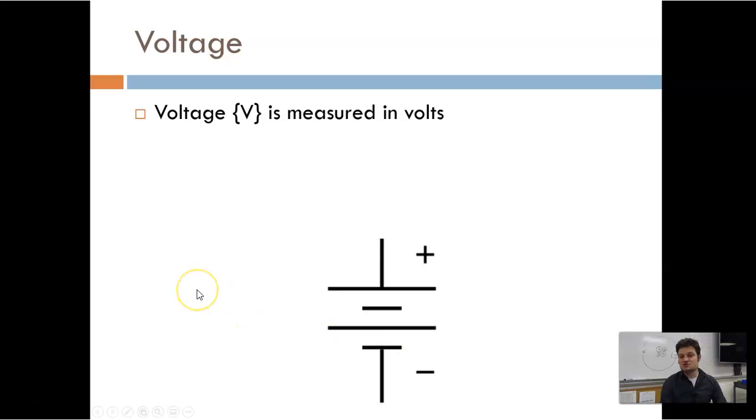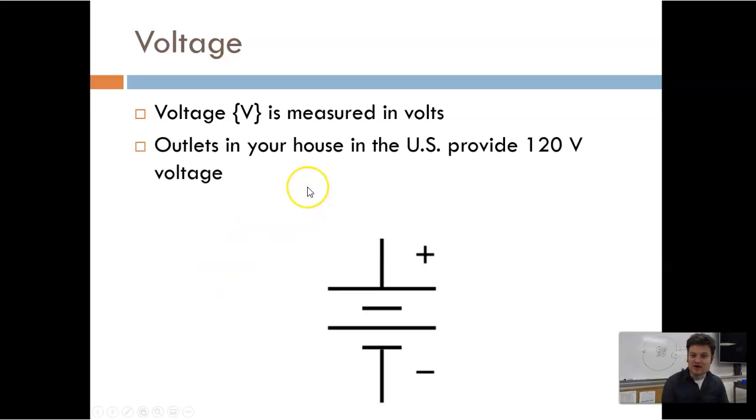Now, voltage is measured in volts. On our boards, you're going to notice that most of the pins output 5 volts, although there are ways we can jump up that voltage. Outlets in our house are typically 120 volts, so the ones we see all around the school for the most part are 120 volts, although there are some that can go higher.